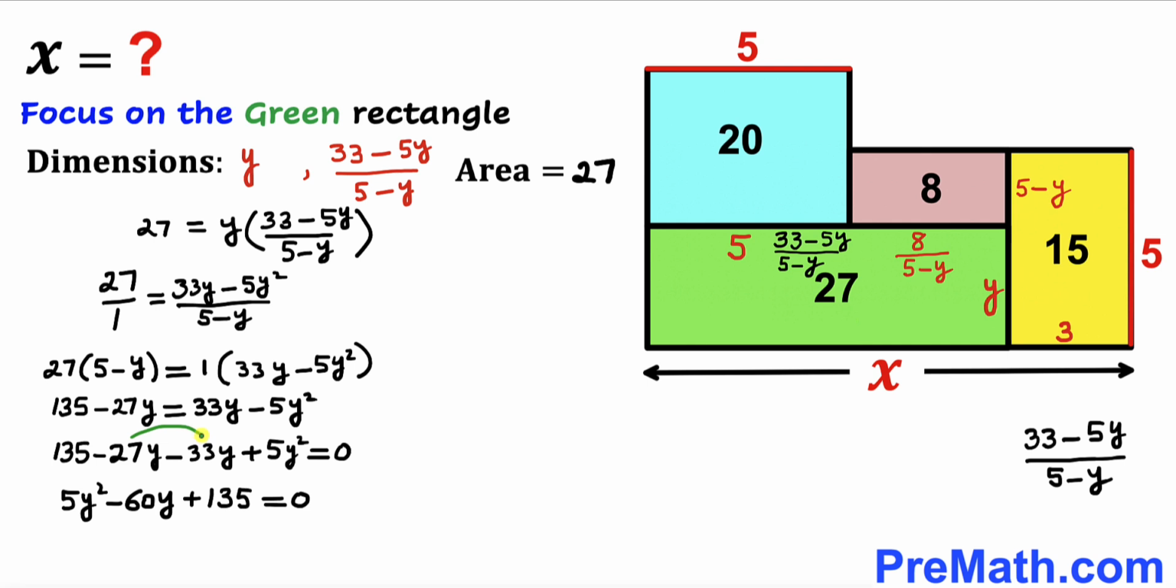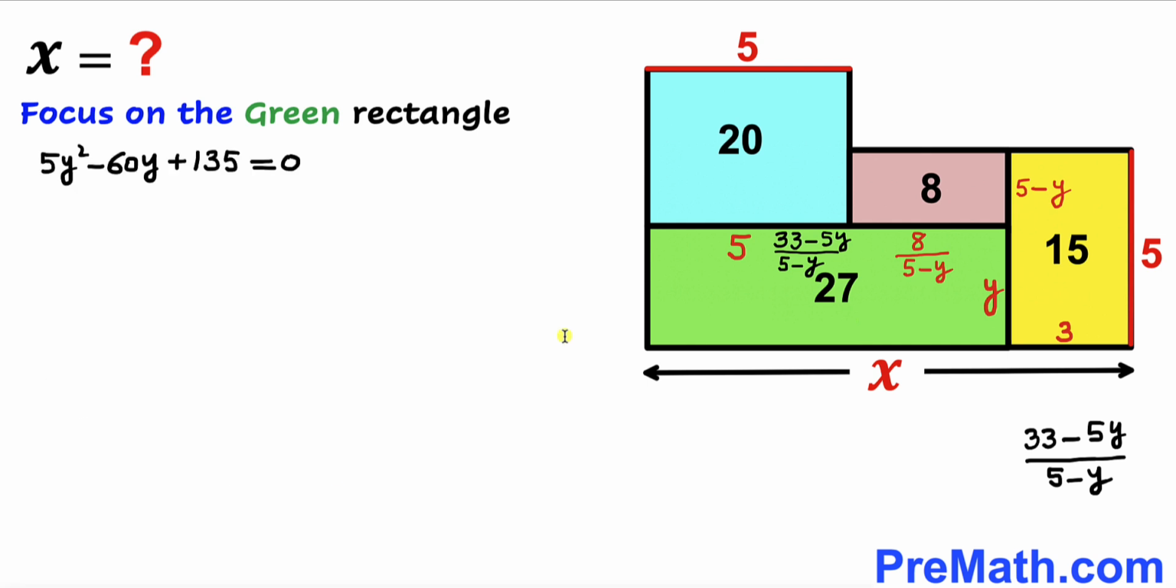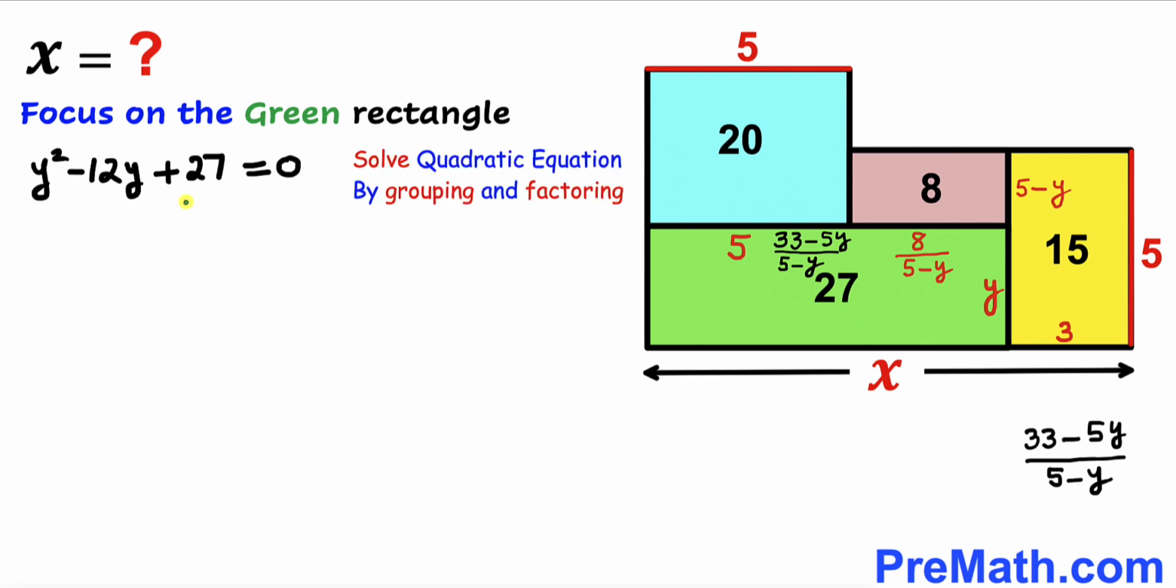And if we combine these like terms, we end up with 5y square minus 60y plus 135 equals 0. And now we can see that all these terms are divisible by 5 across the board. So I'm going to divide each and every term by 5. Therefore we end up with y square minus 12y plus 27 equals 0. And now we can see we have this quadratic equation, and we are going to solve it by grouping and factoring.